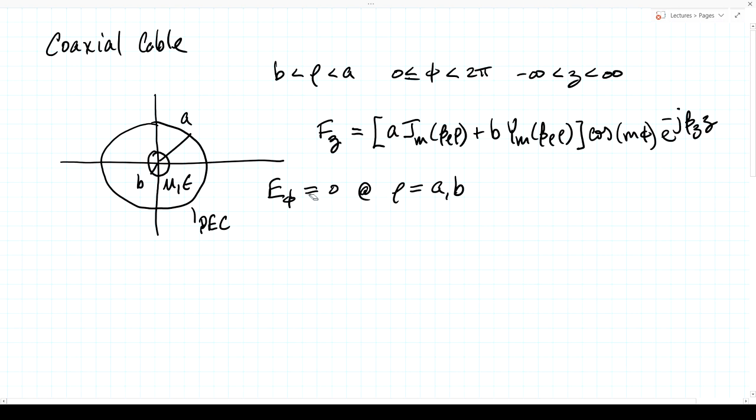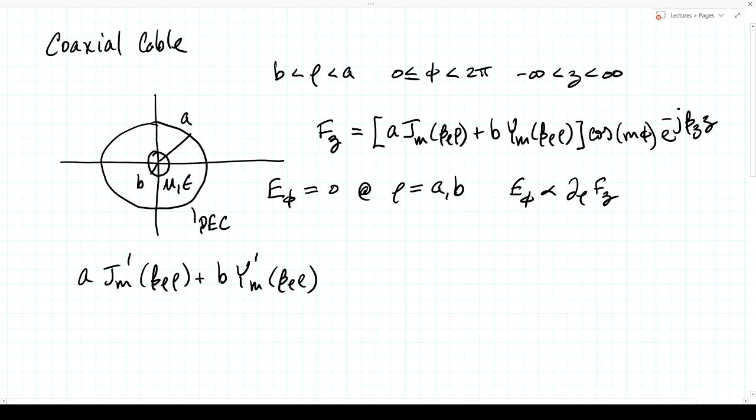So what does that mean? Well, if you look at E phi, it's proportional to the rho derivative of Fz. And that rho derivative is going to have a factor, A Jm prime beta rho rho, plus B Ym prime beta rho rho, and then the chain rule would bring out another factor of beta rho, which we just will ignore for now. And that's got to be equal to zero at A.